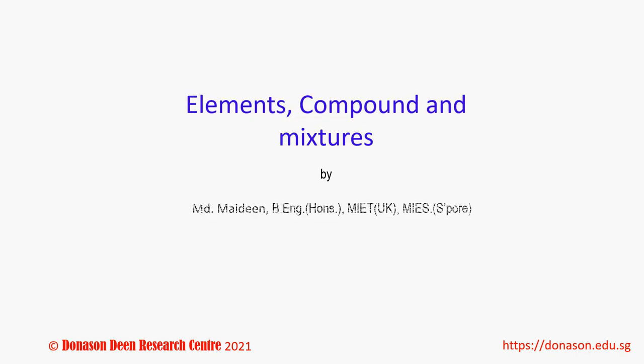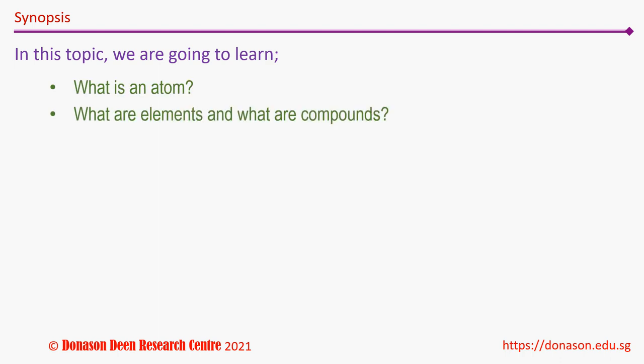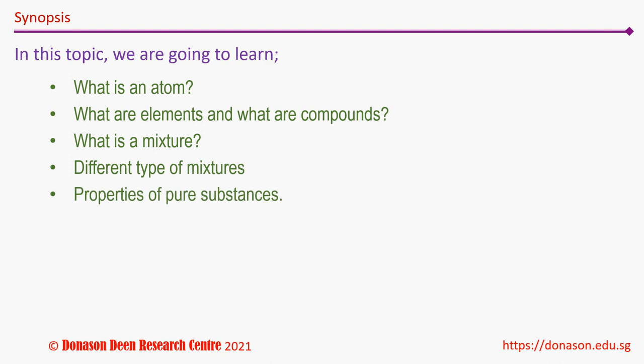Welcome to the topic on elements, compounds, and mixtures. In this topic, we are going to take a look at what's an atom, and then about what are elements and what are compounds. We will also learn about what is a mixture and the different types of mixtures that can exist. Then, we will learn about the properties of pure substances, which is essential for us to be able to identify if a substance is pure.